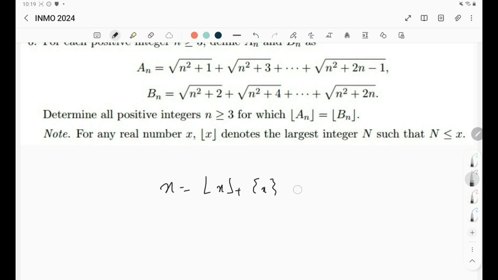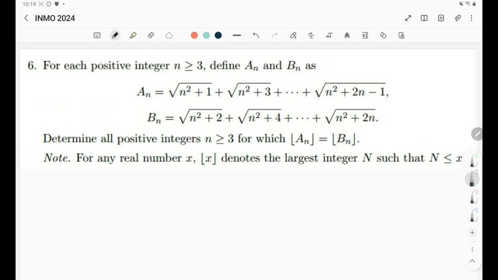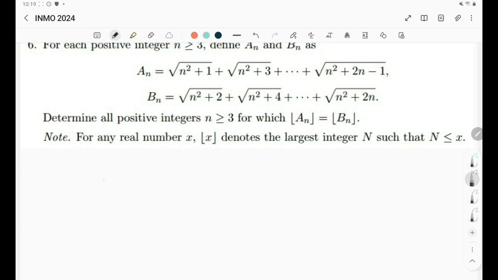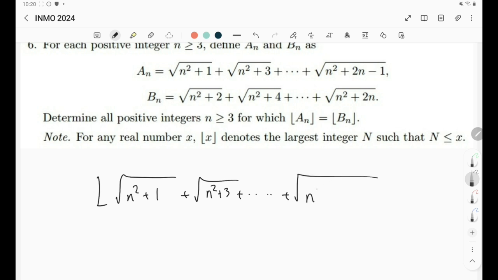Okay, so with that in mind, let's start working with our quantities a_n and b_n. Our goal is to work with this expression: root n squared plus 1, root n squared plus 3, and so on, till root n squared plus 2n minus 1. Let's try to look at the floor of this. In order to deal with the floor, that is the integer part, we should look at each one of these and estimate the floor of each. Let's try to do that.